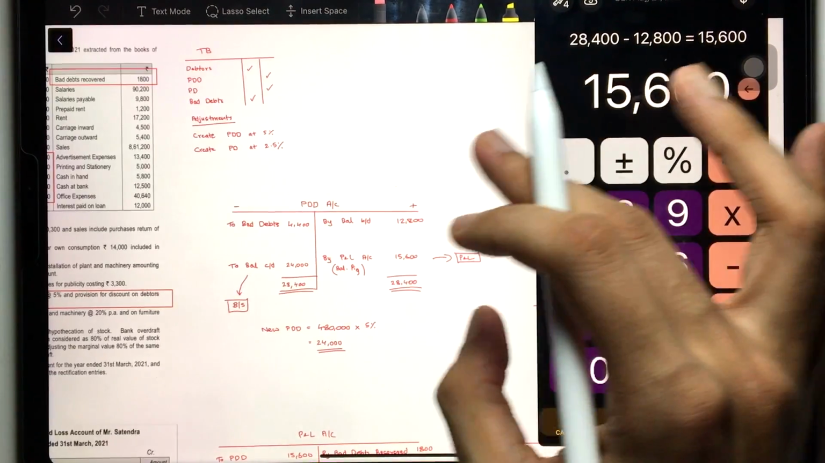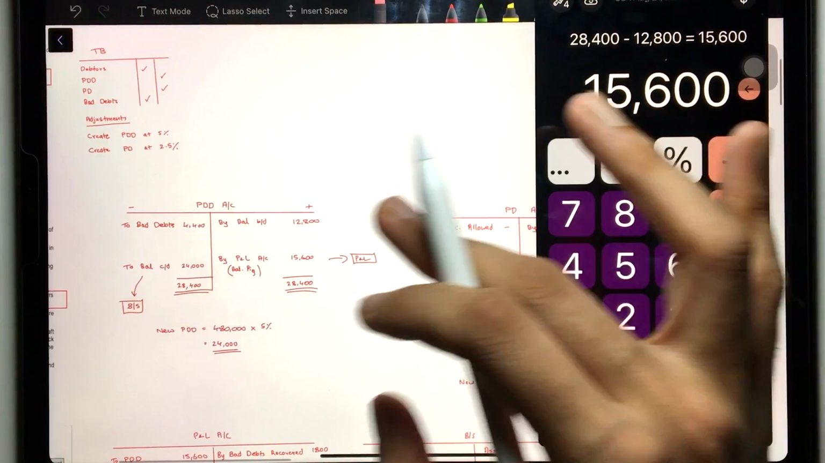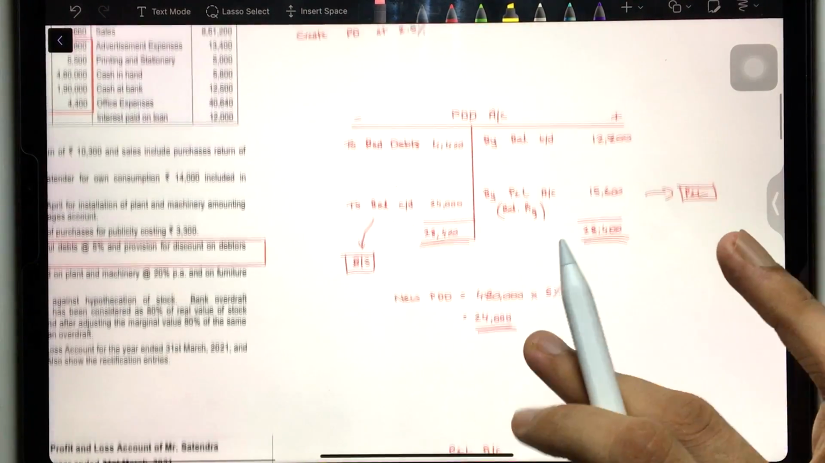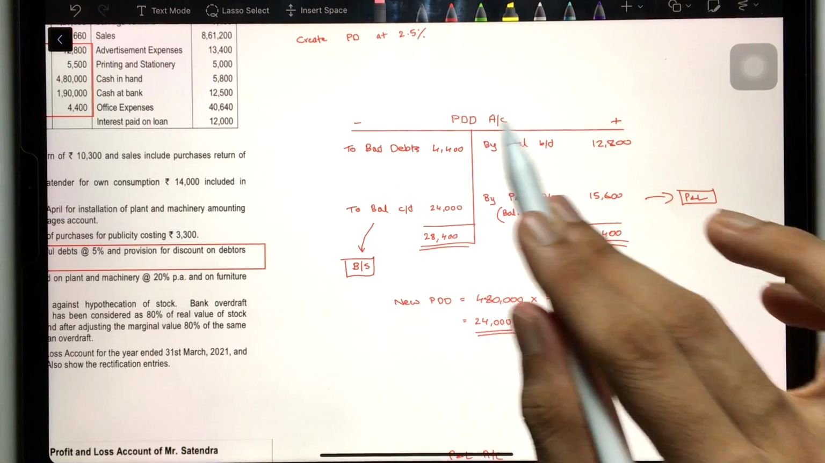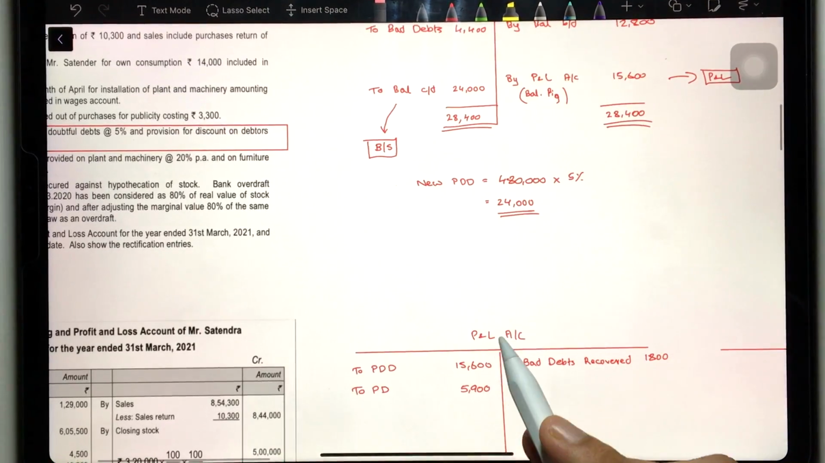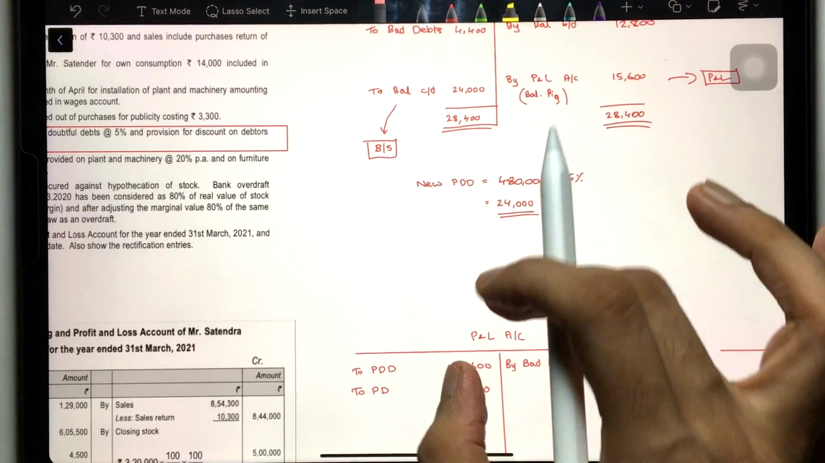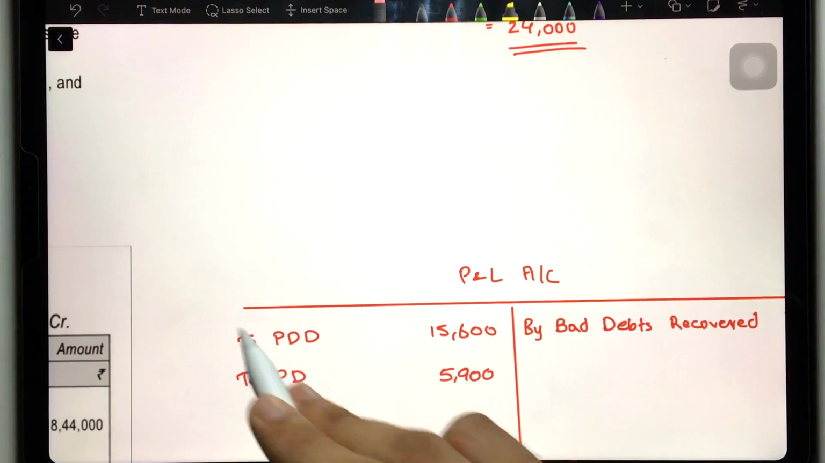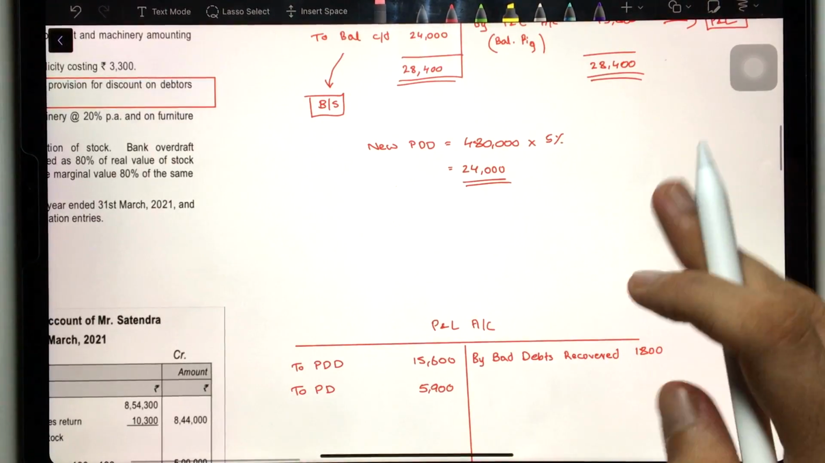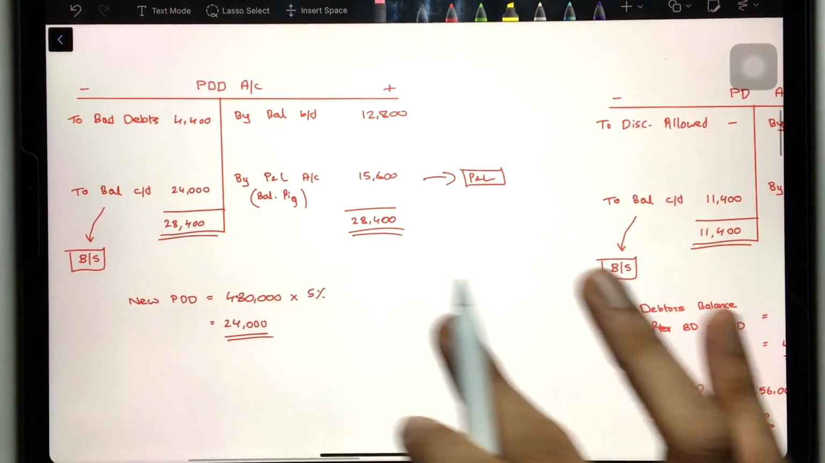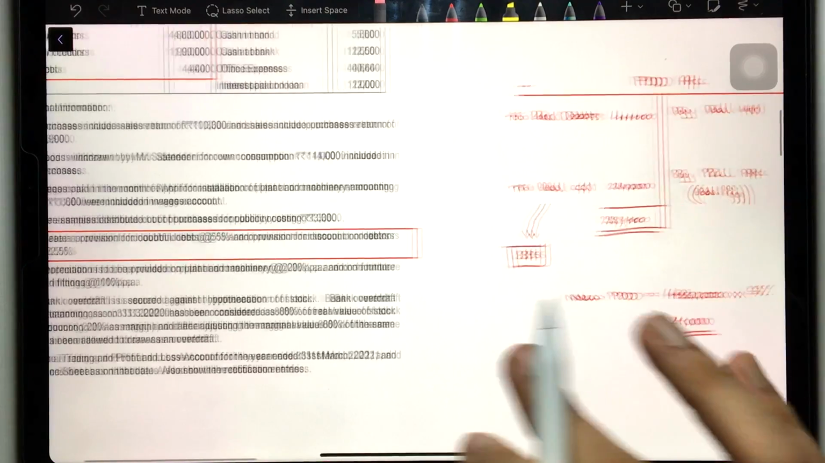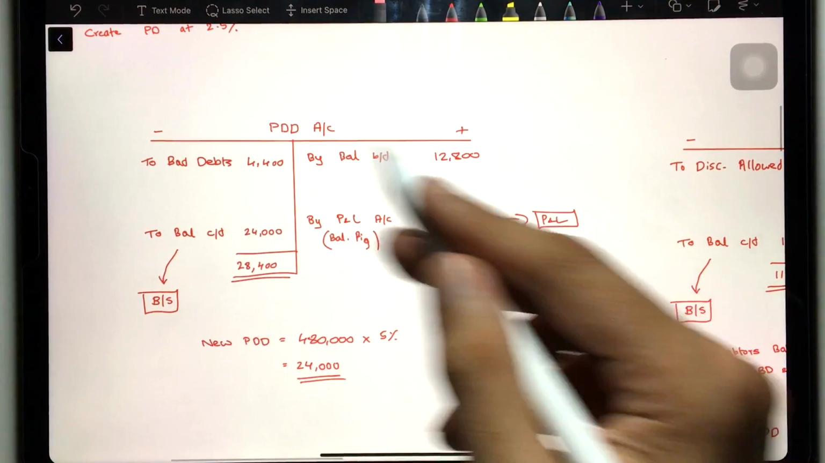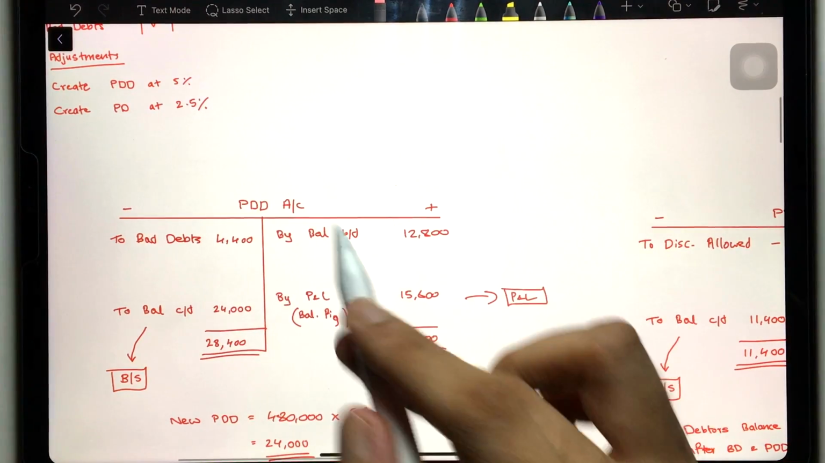Now cross posting of this will go in the profit and loss account. See here, in profit and loss account, to PDD 15,600. PDD account is getting credited because of P&L, so P&L is getting debited because of PDD, provision for doubtful debt. After this, you have to move on to the discount. For discount, the same concept, the same thing. See here, I have just removed this D.